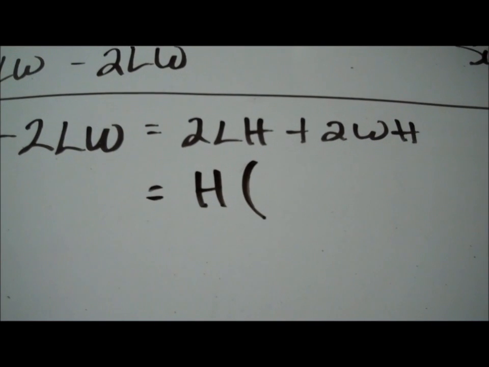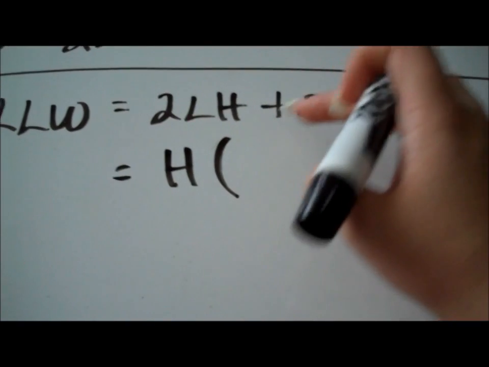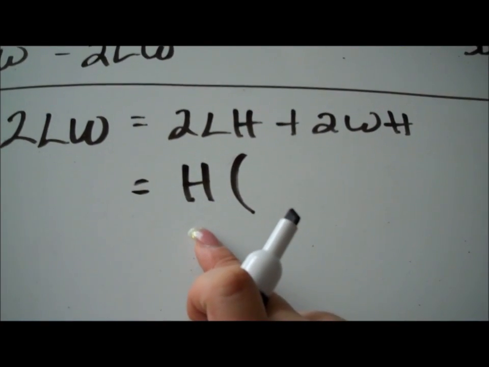When we factor out an h, we're actually dividing each of these by h. So remember, distribution was multiplication. When I take it out, I'm using division.